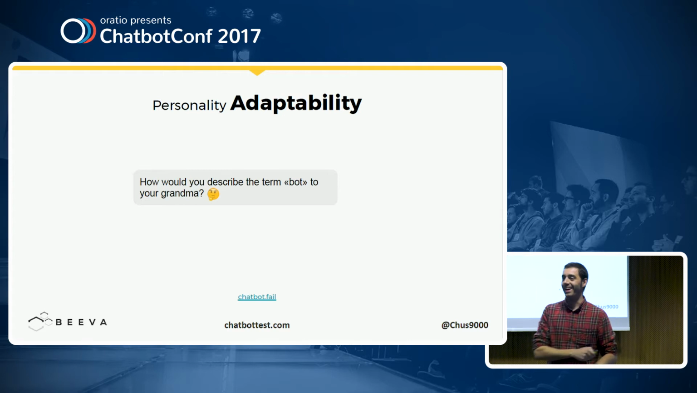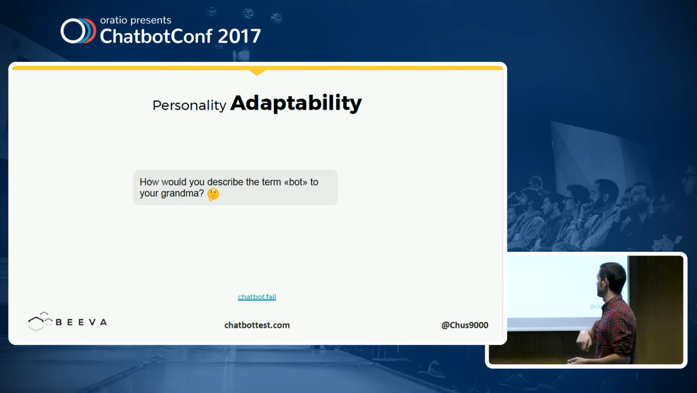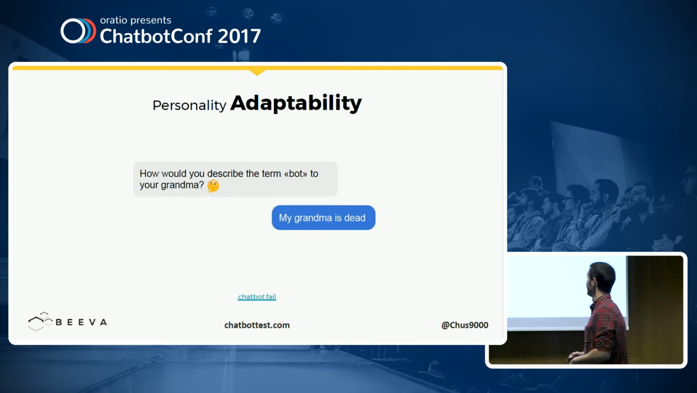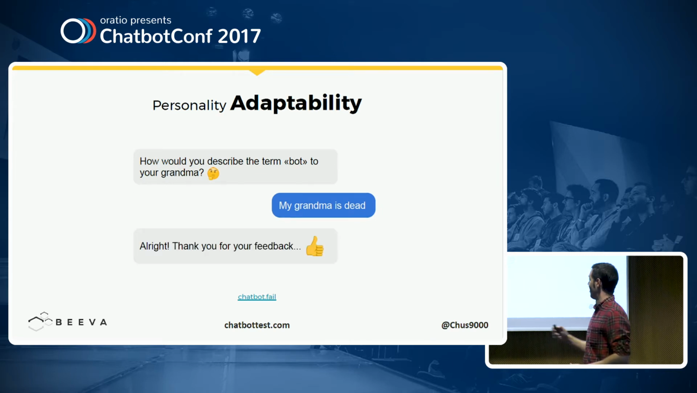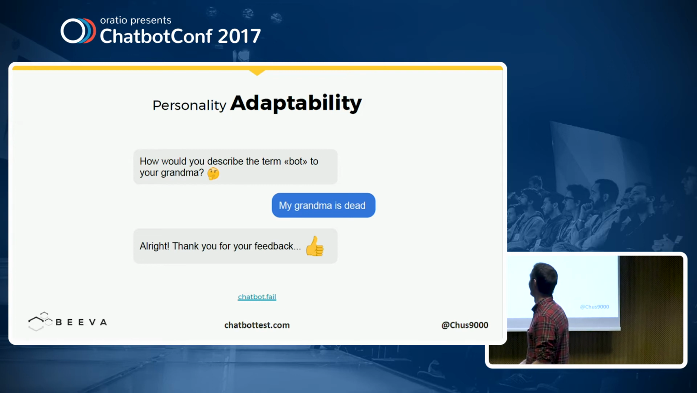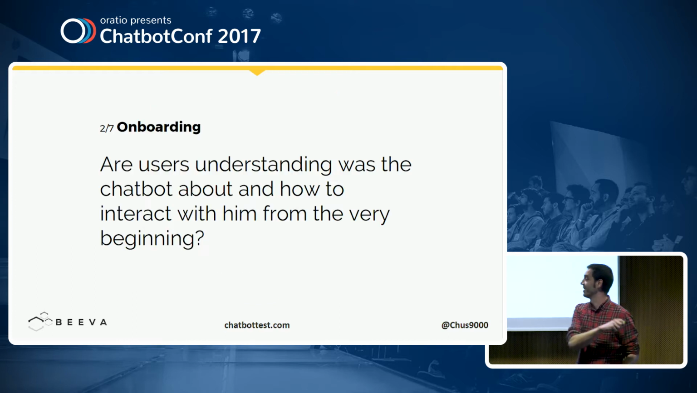So bad. And about adaptability, this is also taken from chatbot.fail. I don't know if you know the example, but it goes something like, "How would you describe the term bot to your grandma?" And the user says, "My grandma is dead." So the chatbot answers, "All right, thank you for your feedback." I know it's quite complicated to deal with these sorts of situations, but think about that user talking with the chatbot. It's not all right. My grandma is dead. I told you. So bad as well.